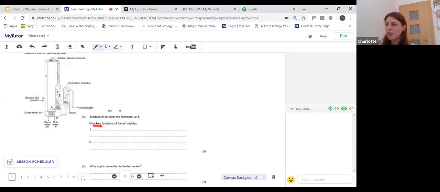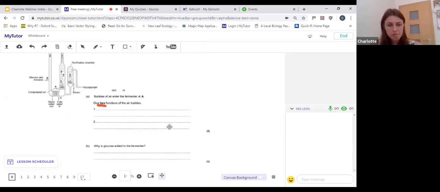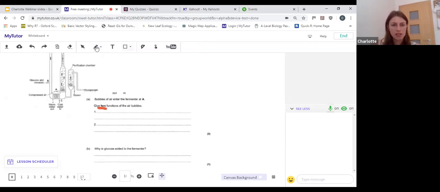Good. Loads of people putting ideas in. Well done. Okay, and then we'll just have a quick look at the next one. Why is glucose added to the fermenter? Two marks for the first, 1 mark for the second. Makes sense. We'll have a quick look at that one.